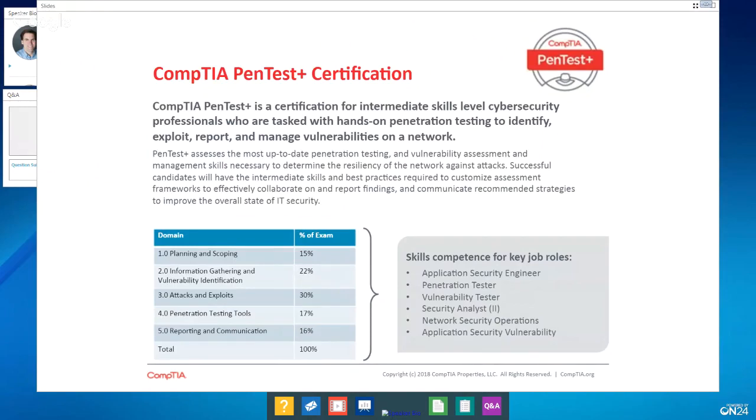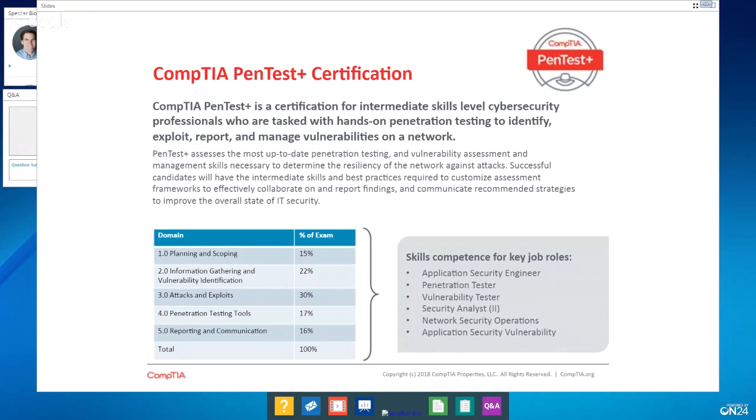But what this does is it's really talking about assessing the most up-to-date penetration testing and vulnerability assessment and management skills. So if there are two things to walk away with here, what is PenTest Plus? Well, it covers penetration testing and vulnerability assessment and management. Both of those are job roles that exist, and this is going to prepare people very well for those job roles.